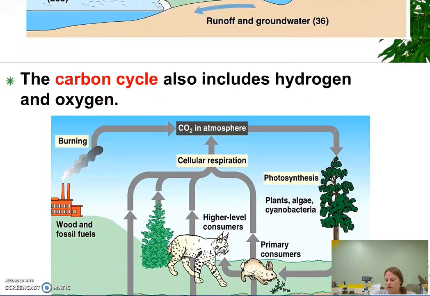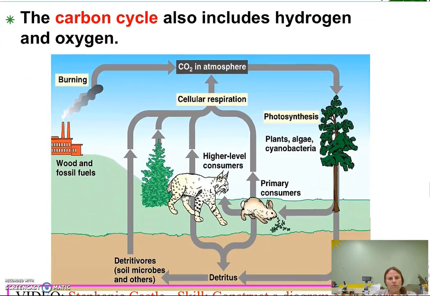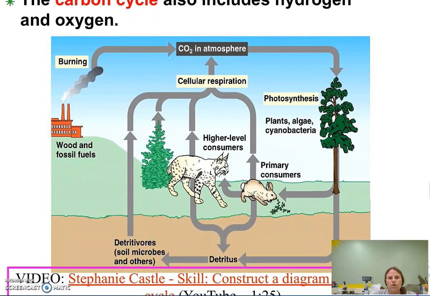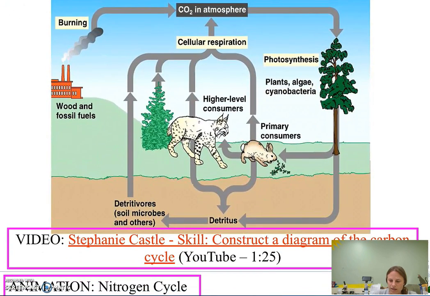So let's talk now about the carbon cycle. Carbon can be found in the atmosphere in the form of carbon dioxide. So you're going to have carbon in your producers and you're going to have carbon in your consumers. You're also going to have carbon in your detrivores, the organisms that are going to break down the detritus. You'll also find carbon in fossil fuels.